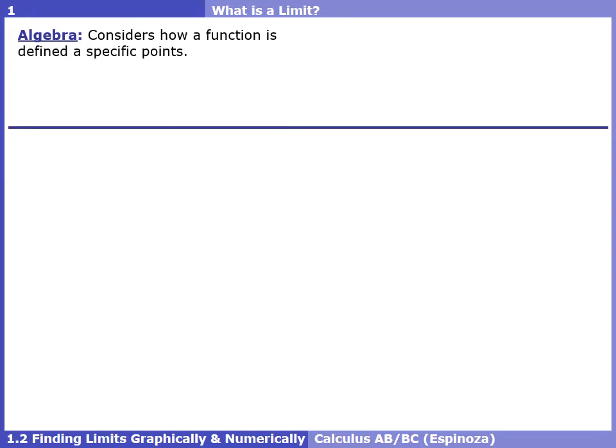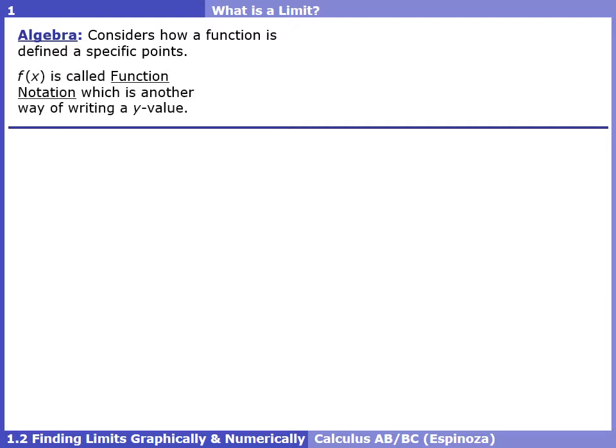So first thing we have to think about back from our algebra days is how algebra looked at points. For algebra, we considered how a function is defined at specific points. There was a certain notation that we used to indicate that, amongst other ways of writing it. And that notation was called function notation. When we wrote f parentheses x, which we say is f of x, that is how we defined this idea called function notation, which was just a fancy way of saying a y value.